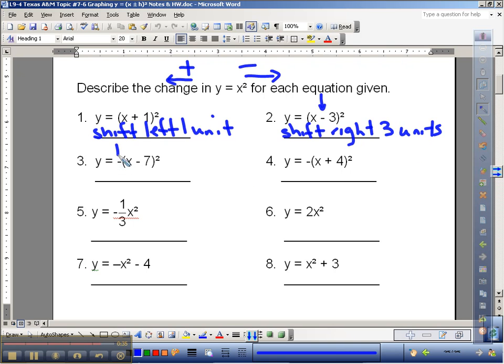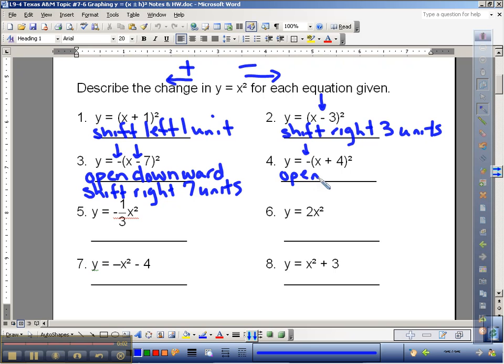All right, take a look at this. I have a negative sign right here. That's going to make your graph do what? It's going to open downward. That's the first thing that's going to happen. And then the second thing, we have that subtract 7. Subtract makes it go that way. So it's going to shift right 7 units. Okay, take a look at number 4. Once again, open down.